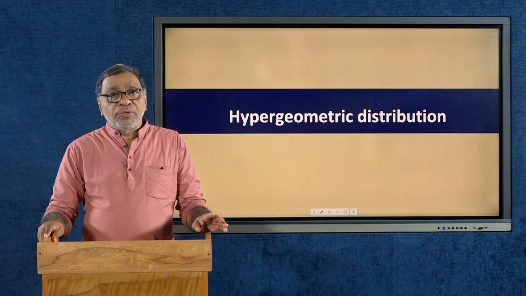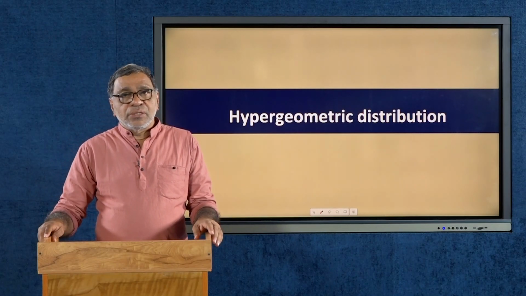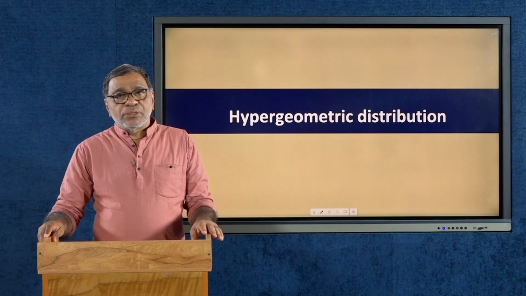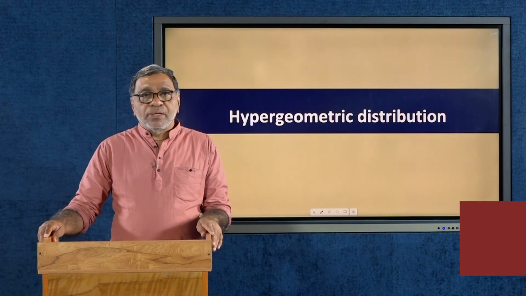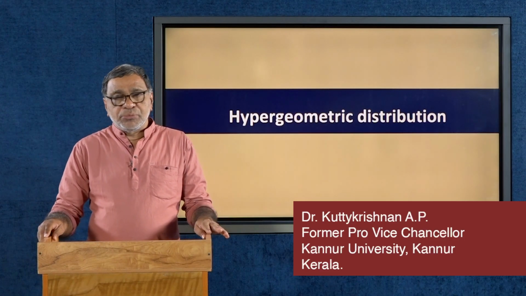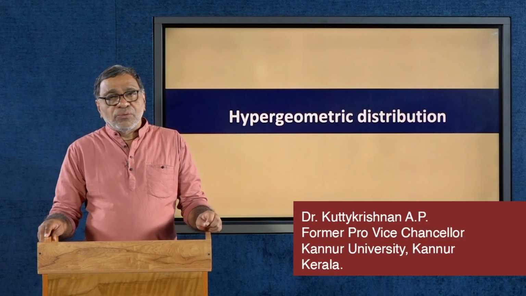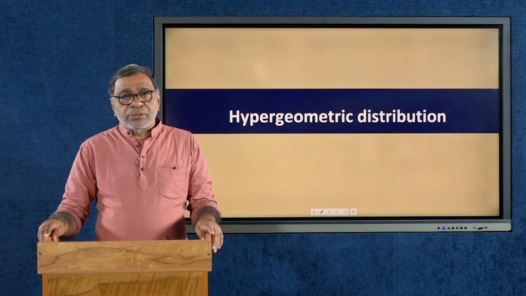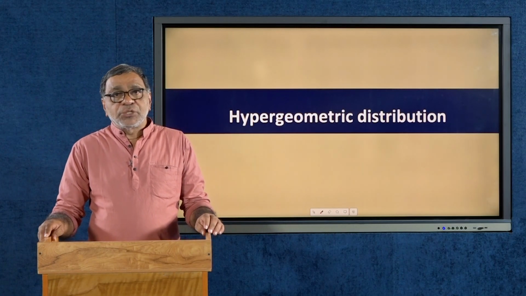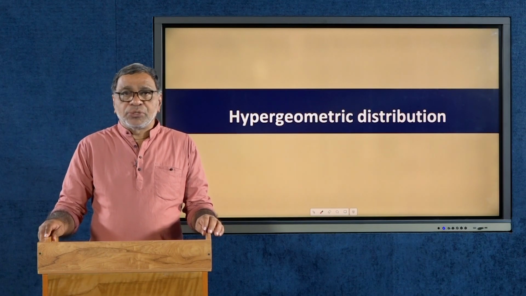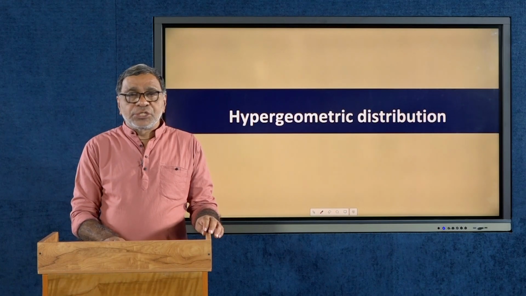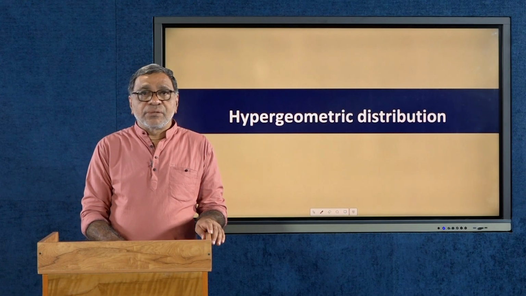So far we have introduced the binomial distribution, Poisson distribution, geometric distribution, and negative binomial distribution. And now we are introducing a new distribution known as the hypergeometric distribution in this module. The hypergeometric distribution is a distribution in the family of discrete distributions.